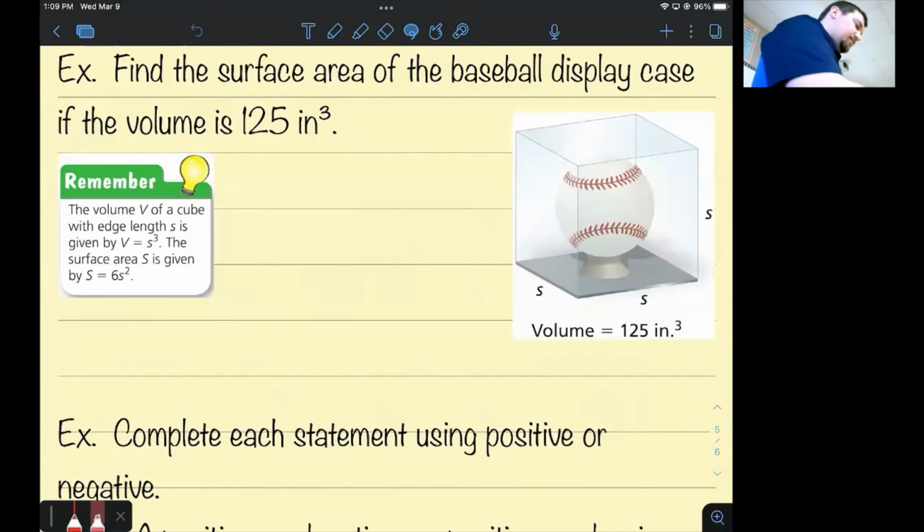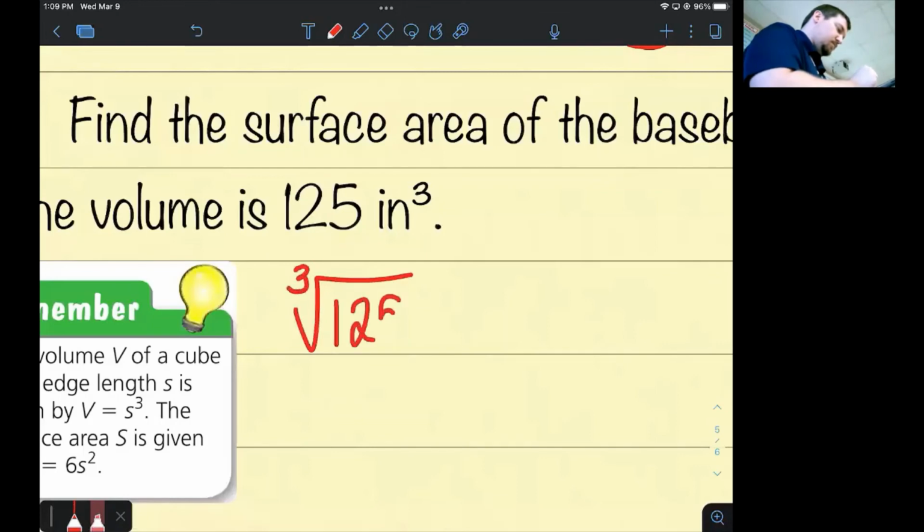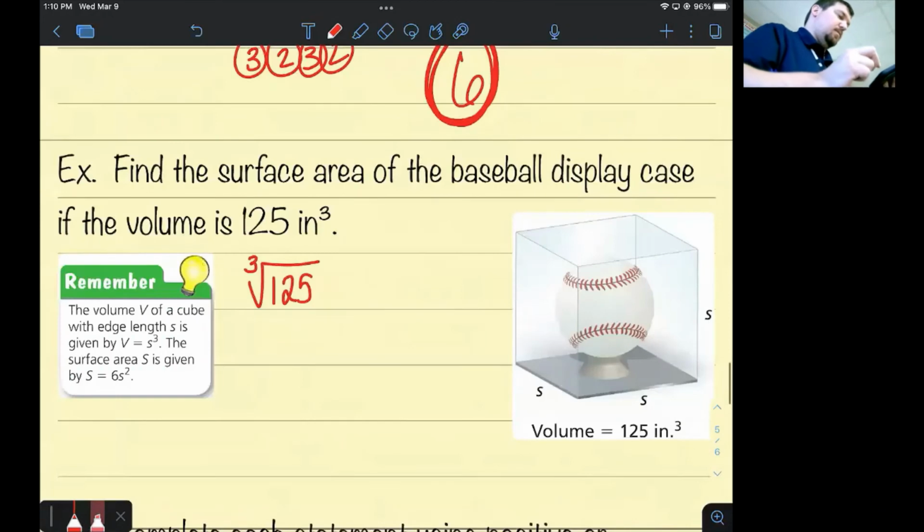So what I did was, I knew that the surface area would be the area of one of the sides to the 6th power. Oh, wait, no, not the 6th power. Times 6. Okay, yes. All right. So if you didn't hear that on the video, what she's saying is cube root of 125, because that's going to give you the side length of a cube.